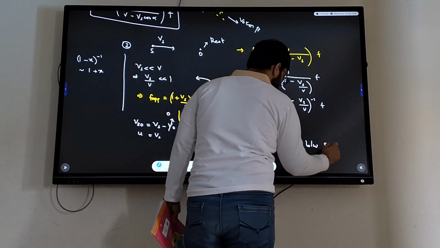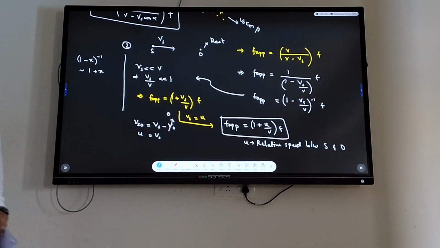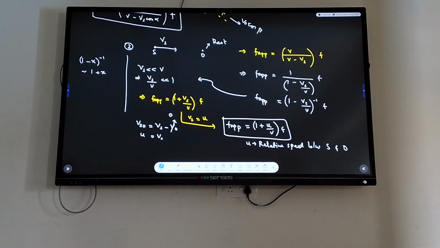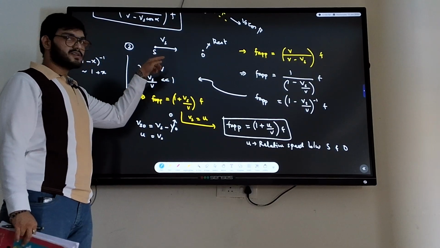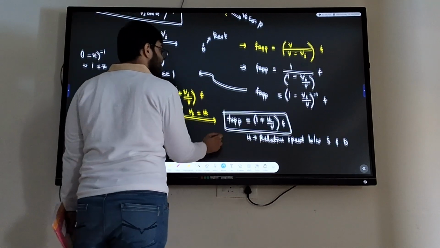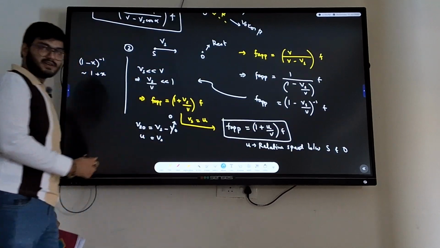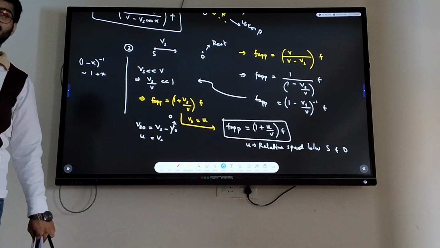between source and observer. Is there any problem in this? I think this is very straightforward. Is there any problem with anybody in this? No, right? Let's come back to the other case, which is the source at rest and observer moving. Then what will you get? Everyone has written till here? Okay, I'm waiting 1 minute.